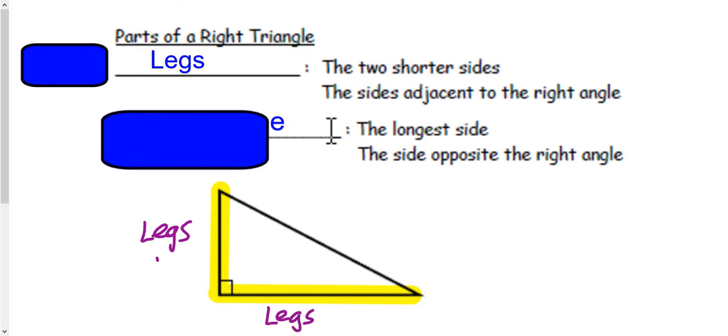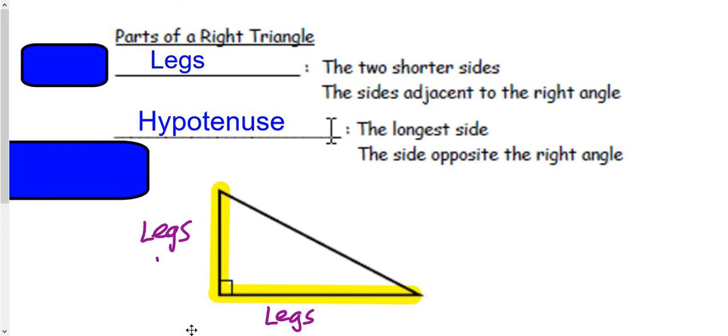And then the third side, or the longest side, is called the hypotenuse. It's the side opposite the right angle. So it's the longest side, hypotenuse. So we use the Pythagorean theorem. We use the letters A, B, and C. And we'll use letters A and B to identify or denote the legs, and we'll always use C as the hypotenuse.